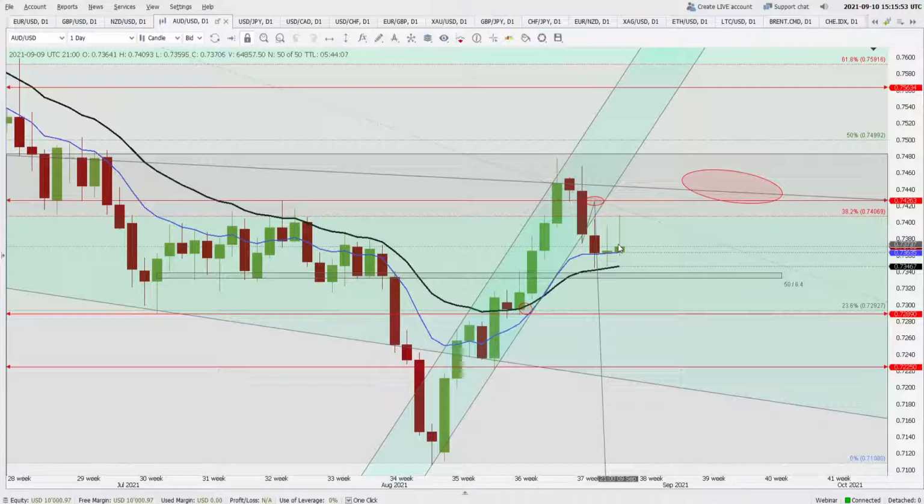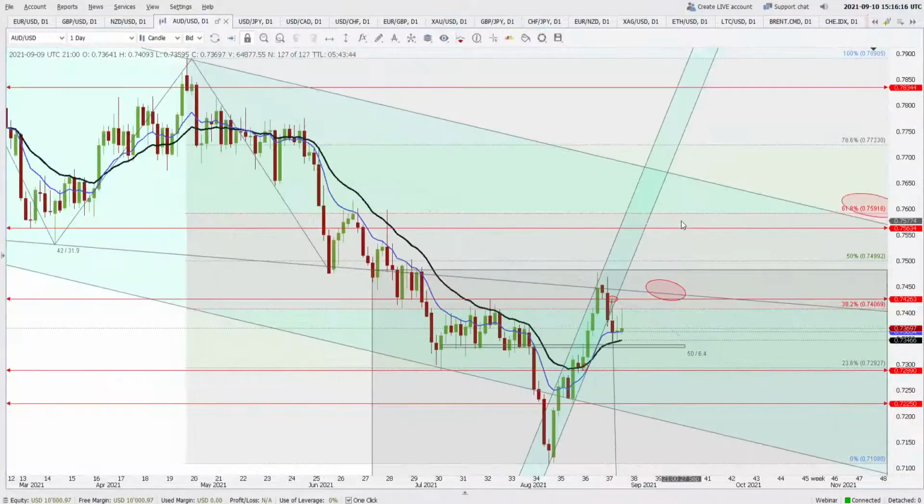So if for any reason the price closes red today on the daily chart, then we can expect some follow up, maybe on Monday, to the downside, and 0.7289 may be exposed on this chart. But somehow if the price starts going to the upside, then 0.7426 is the immediate resistance for the price.